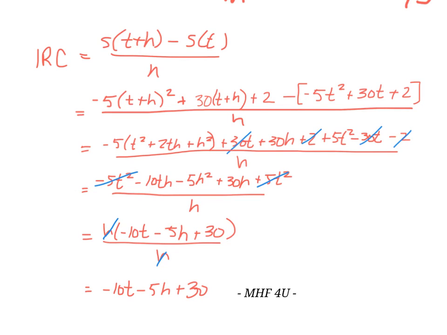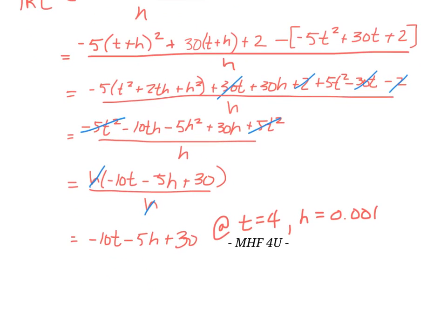And look back at the question. We want to know what the velocity is at a t of 4. So we want to know this at t equals 4. And an h value, why don't we just use 0.001 again? It seems to be working for us so far. And this question is not much different than the previous ones. If we plug that all in, we should get a value of -10.005.